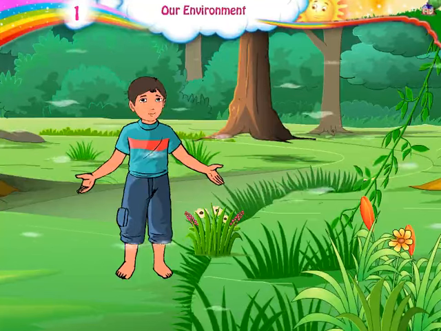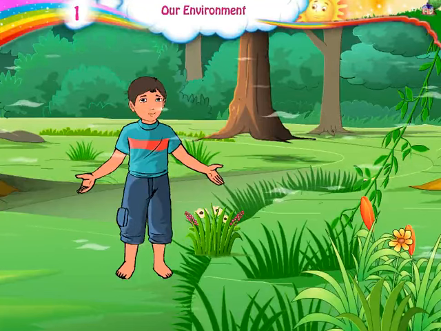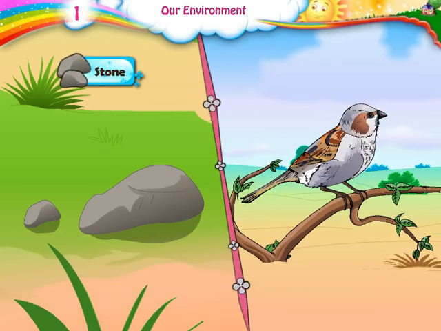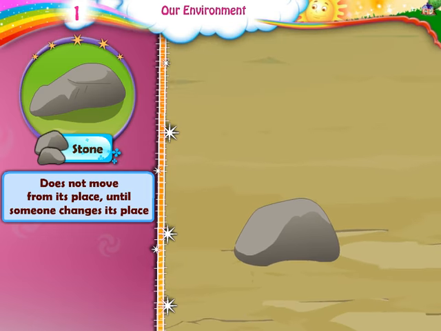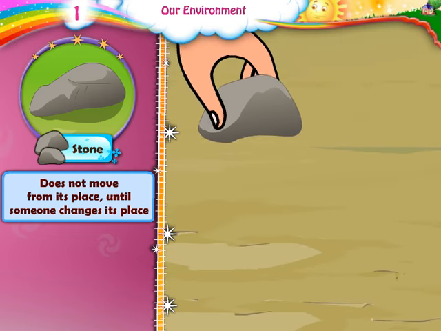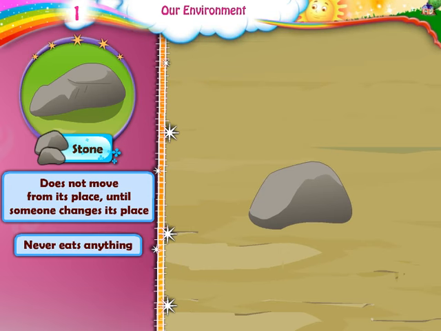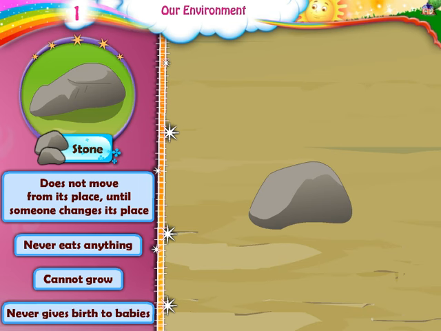Let's compare two things which we find in our environment: a stone and a sparrow. A stone does not move from its place until someone changes its place. It never eats anything and hence cannot grow. It can also never give birth to babies.